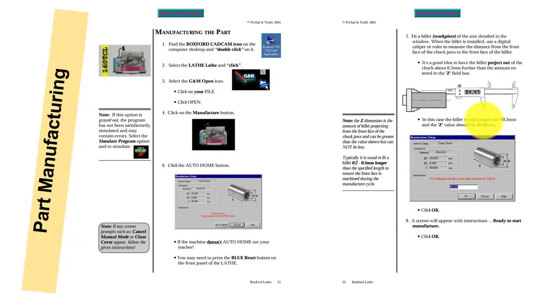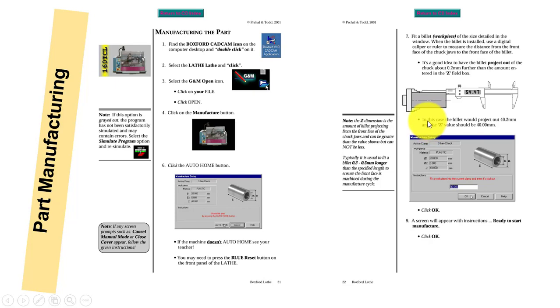Similarly, you can send the part for real-time manufacturing, but before manufacturing you have to ensure that you measure the length of the billet using a vernier caliper. And number 7, fit the billet, basically your workpiece, of the size detailed in the window. When the billet is installed, use a digital caliper or ruler to measure the distance from the front face of the chuck jaws to the front face of the billet. It is a good idea to have the billet project out of the chuck about 0.2 mm further than the amount entered in the Z field box.